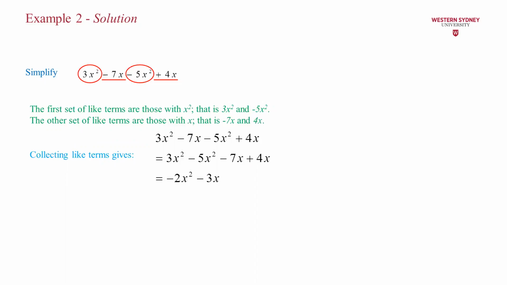So I'll rearrange that expression to have 3x squared minus 5x squared minus 7x plus 4x, in other words, putting all the like terms together. 3x squared minus 5x squared is negative 2x squared, and minus 7x plus 4x is minus 3x. That is our answer. It can't be simplified any further.